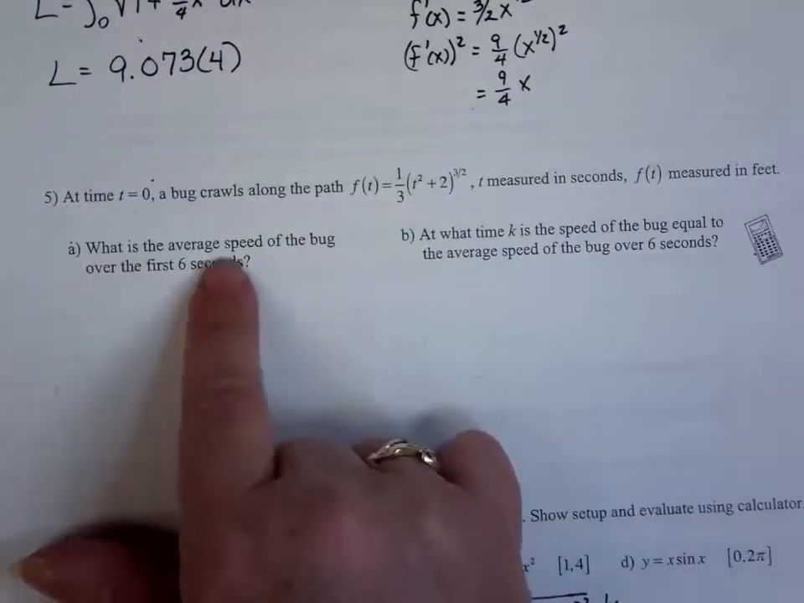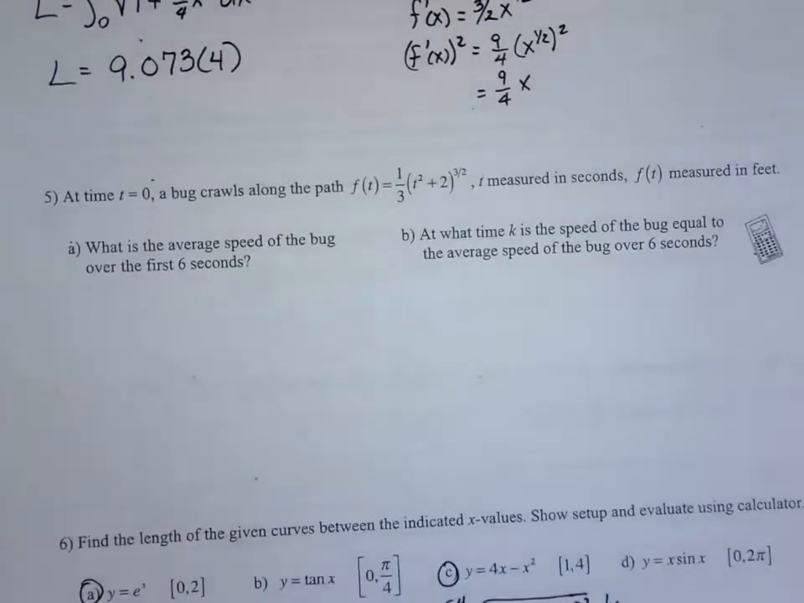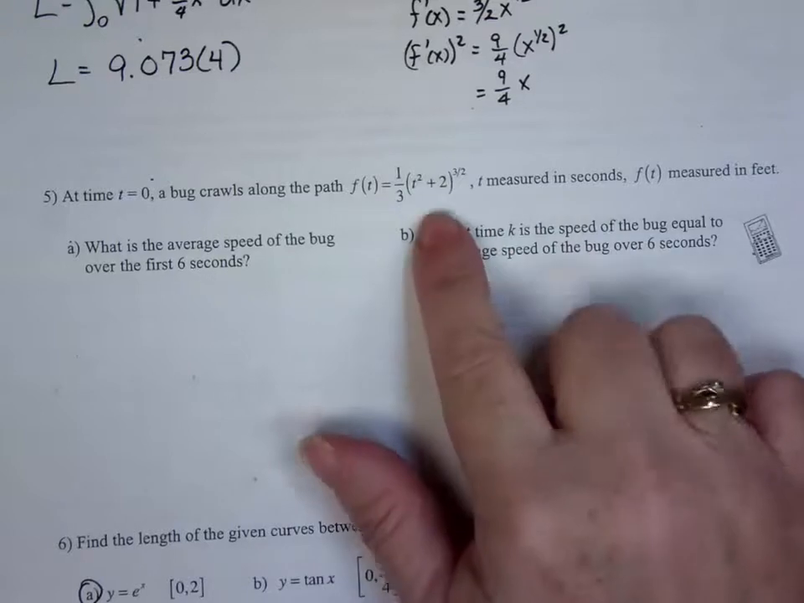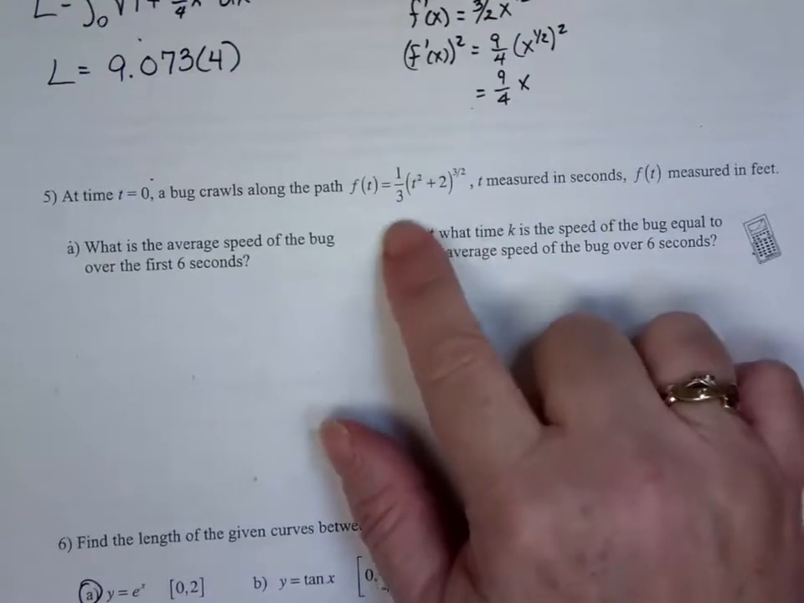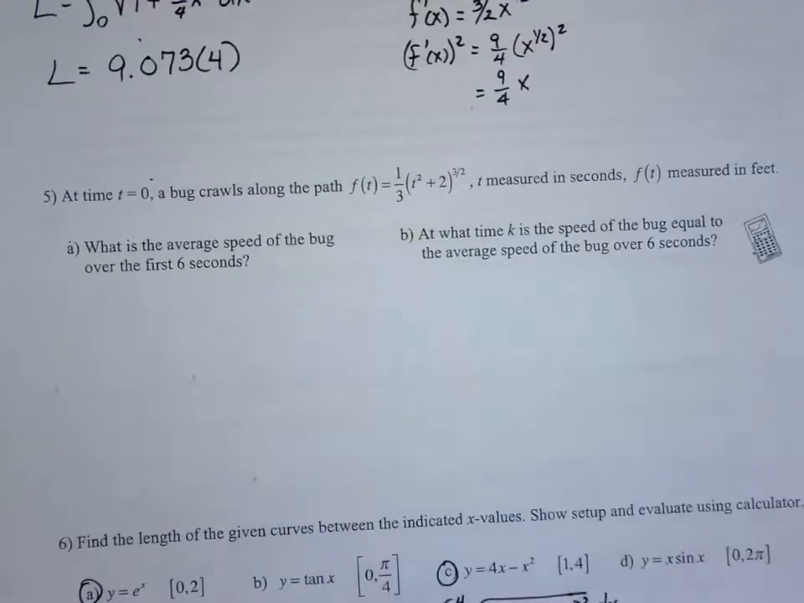What is the average speed of the bug over the first 6 seconds? Now, I'll be honest with you. The first time I looked at this problem, having never seen it before, my brain said AROC, average rate of change. Does that make sense? But in this case, it doesn't work because it doesn't fit into the straight line motion way of doing things. We have to do this a little bit differently.